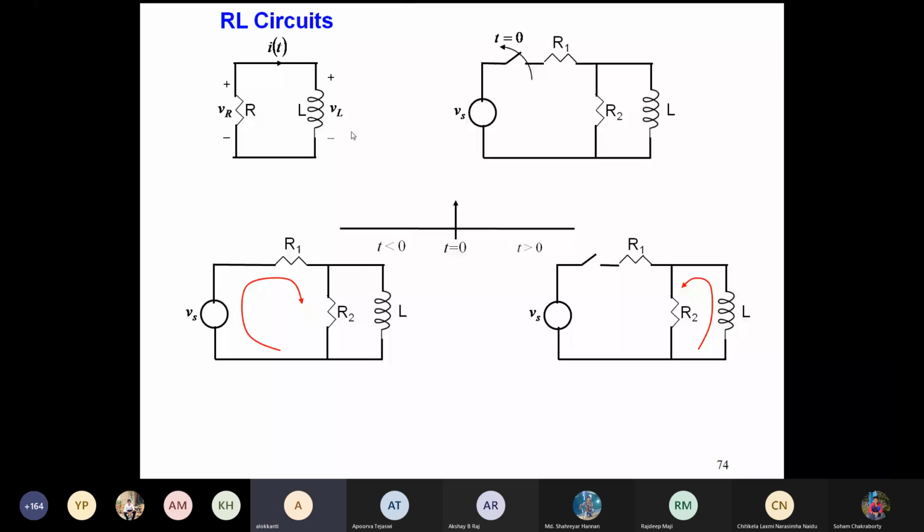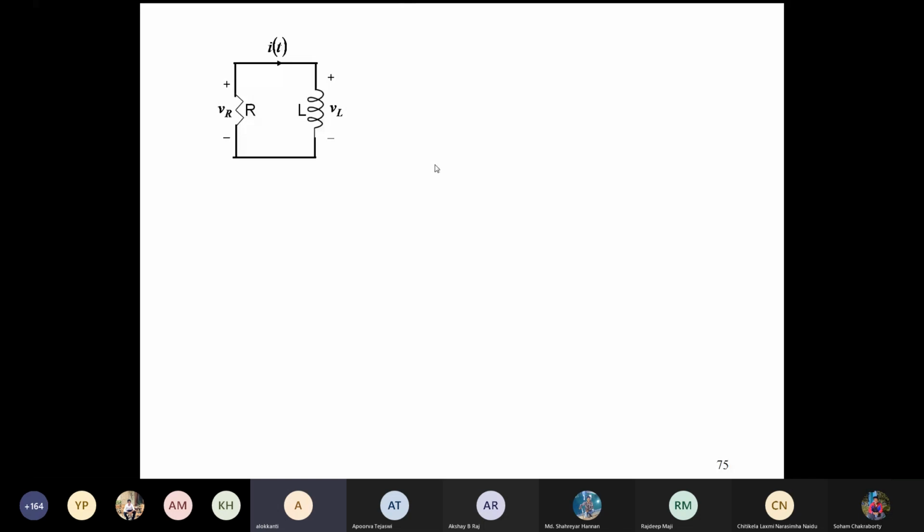So you basically have a condition like this. Now in this condition, there will be a potential across the resistance, and there will be a potential across the inductance. The potential across the resistance is given by Ri, and the potential across the inductance is given by L di/dt. And in the whole loop, VR plus VL is going to be zero.